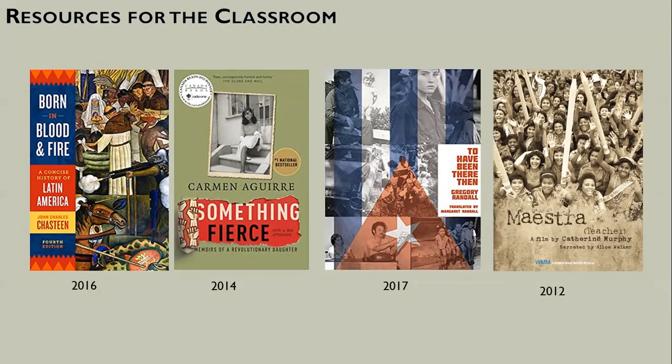I always swear by the 2016 book. The 2016 is actually the most recent version of this. There's multiple from before, of John Chastain's Born in Blood and Fire: A Concise History of Latin America. This is the one Latin America general narrative textbook that holds up in terms of being a historical monograph, and also is not ripped apart by other scholars for being too scholarly or too popular.